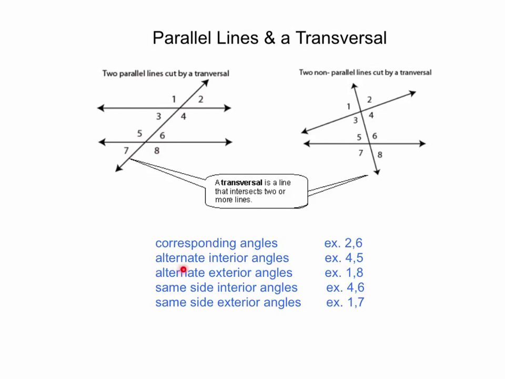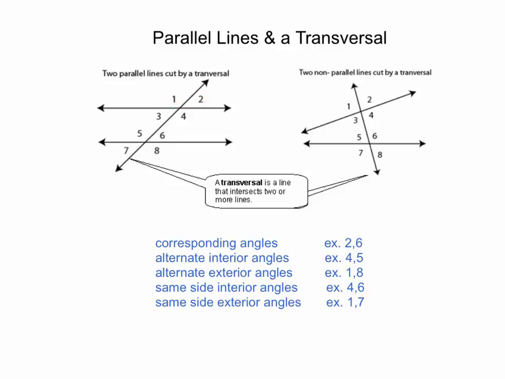Next, let's look at alternate interior angles. Alternate means opposite sides of the transversal. Interior means inside the two lines. So 3 and 6 are alternate interior angles, so too are 4 and 5. Let's look at alternate exterior angles. Again, opposite sides of the transversal, but outside or exterior to the two lines. An example here would be 8 and 1, or 2 and 7.